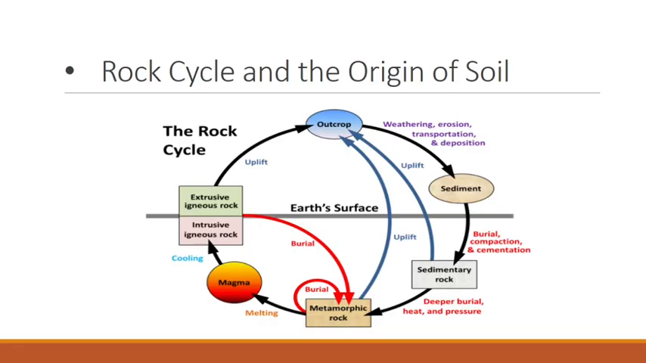Now rocks have been forming and transforming for millions of years. The earth is made of rock, and now we know how they form. Let's continue.